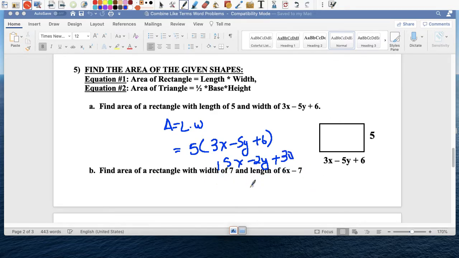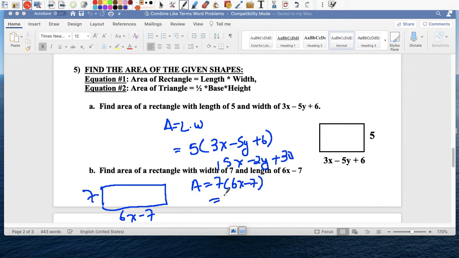Okay. Now we have another rectangle, and let's draw that out. The width is 7. The length is 6x minus 7. If they want the area, we multiply those two. So for the area, it's 7 times 6x minus 7, which is going to get us 42x minus 49.